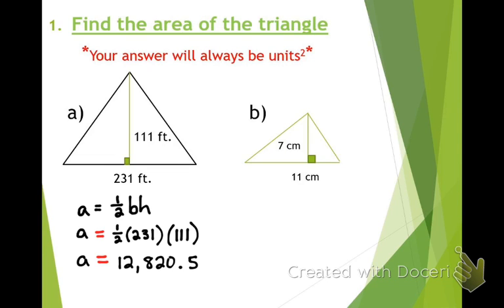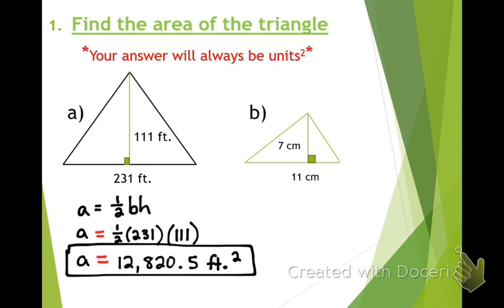12,820.5. And now what would my units be, Michael? Feet squared. Why do you have to square that? Not just because you're multiplying, because you're finding the what? The area. Anytime you're finding the area, you always have to square the units, okay? Does that make sense to you guys, how we just found the area of the triangle? Yes. All right, let's do one more example.